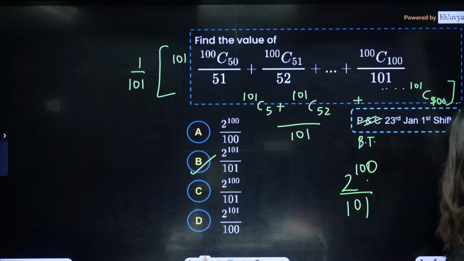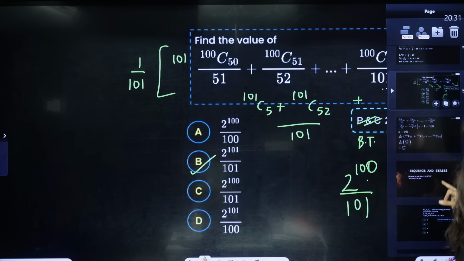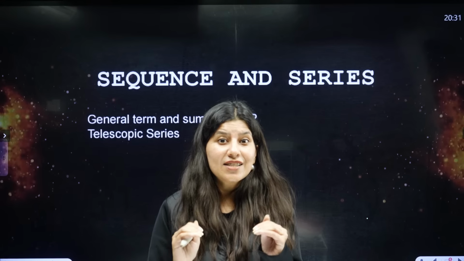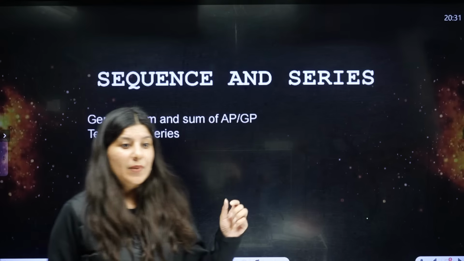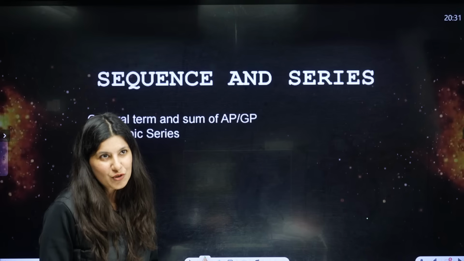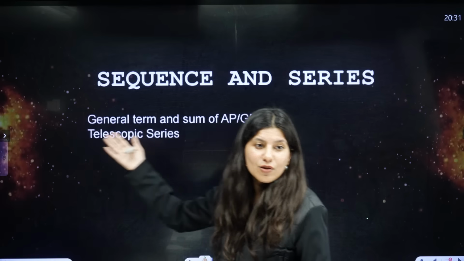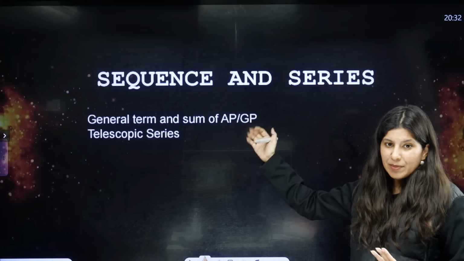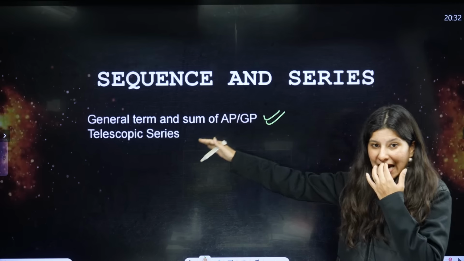You don't have to calculate C50, you just have to apply the sum property. Sequence and series, trust me, this is the easiest chapter to conquer. Basic general term and sum of AP-GP formulas, I am not going to teach you. These are formulas every 10th grader can also find and apply: sum of AP, sum of GP, general term of AP, general term of GP. So these questions are coming, and telescopic series.